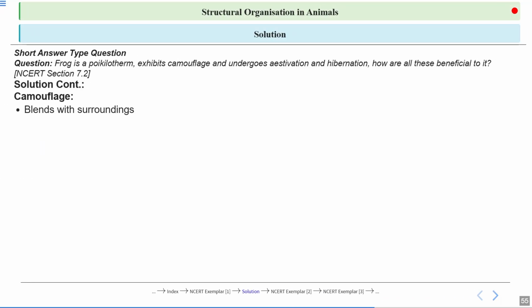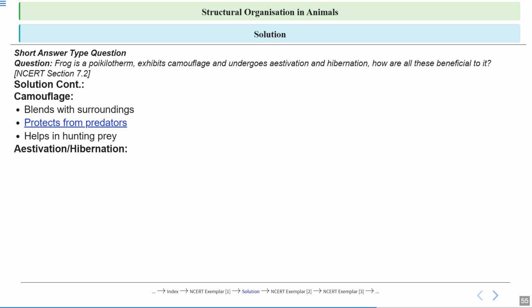Camouflage: it blends with the surroundings and protects them from predators. Predators eat them, so they blend in because they have olive green skin. They go and sit at a place where the environment is also olive green. In that way, they hide themselves and protect themselves from predators. It also helps in hunting prey, so the prey cannot see them.